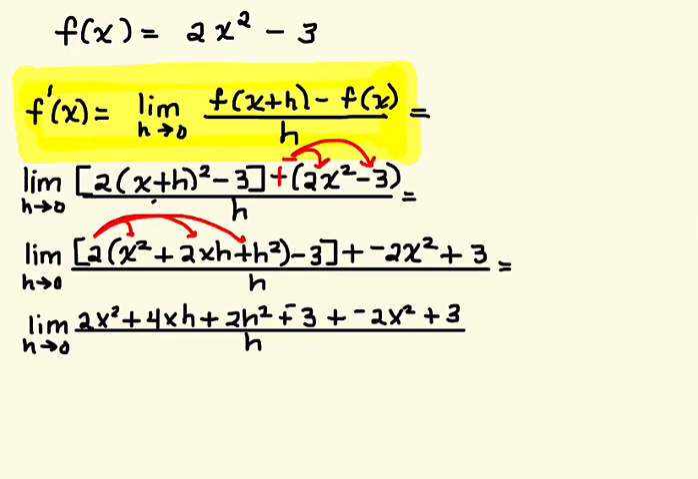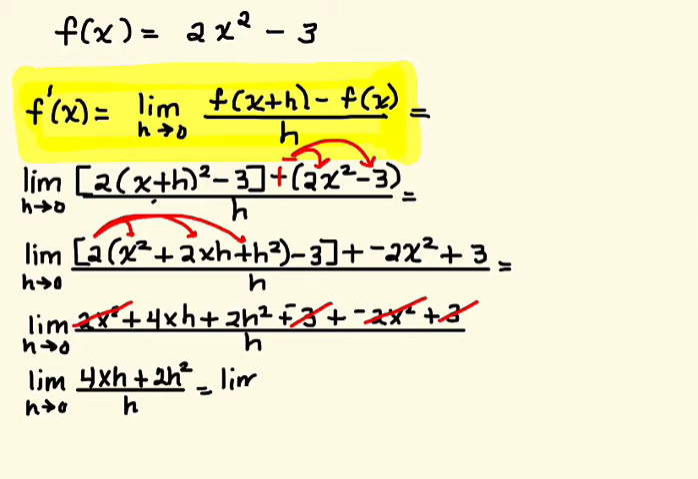Now, let me grab the red because some things will cancel out, and this always happens with canceling out. So the 2x squared and the negative 2x squared cancel out. The negative 3 and the 3 cancel out. And so here's what I'm left with. I have the limit as h goes to 0 of, in the numerator, 4xh plus 2h squared, and that's all over h. So I'm going to factor out that h.